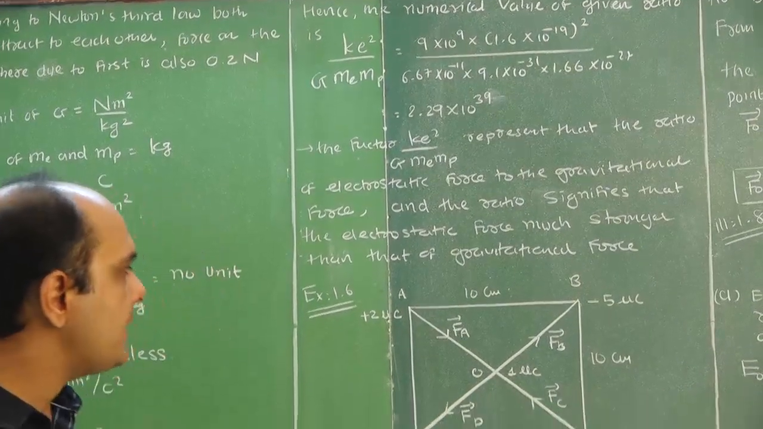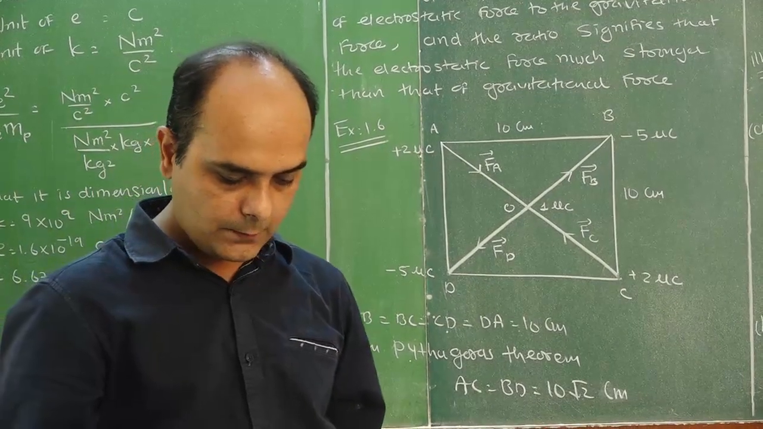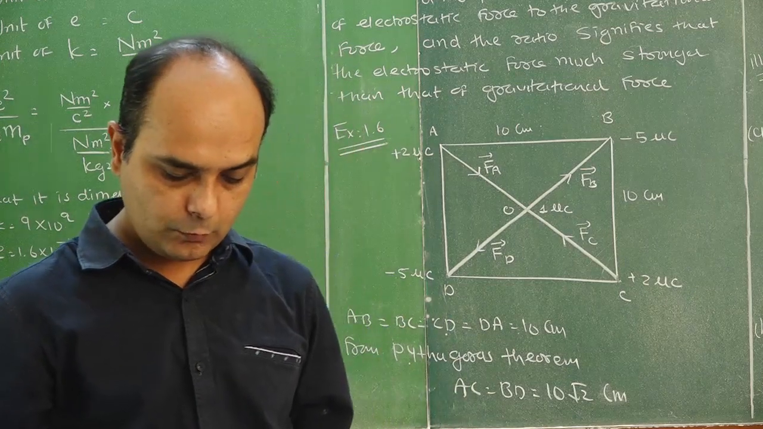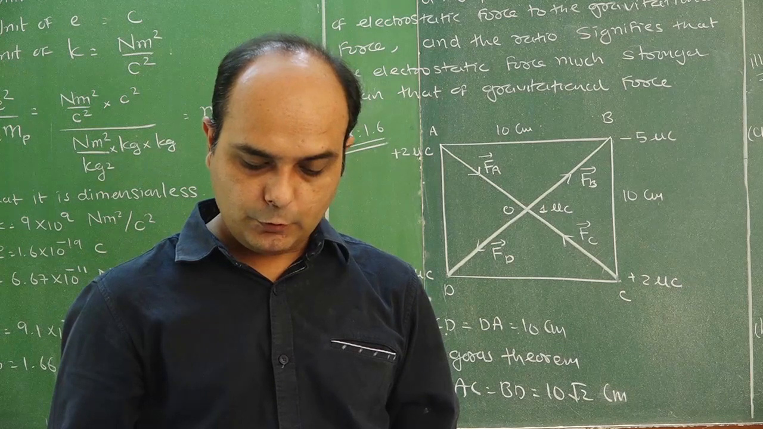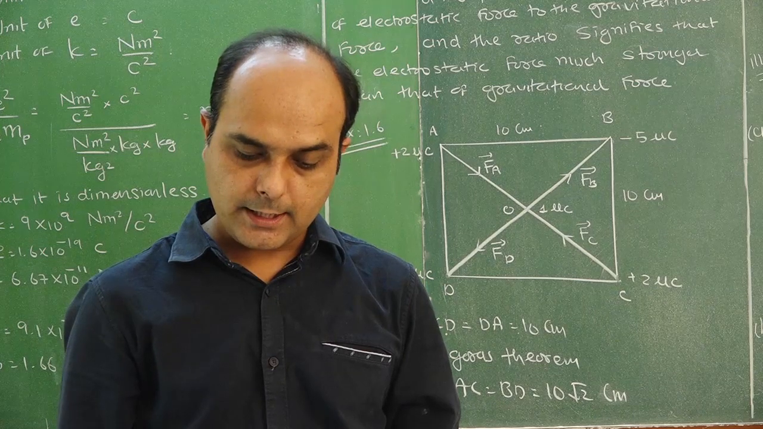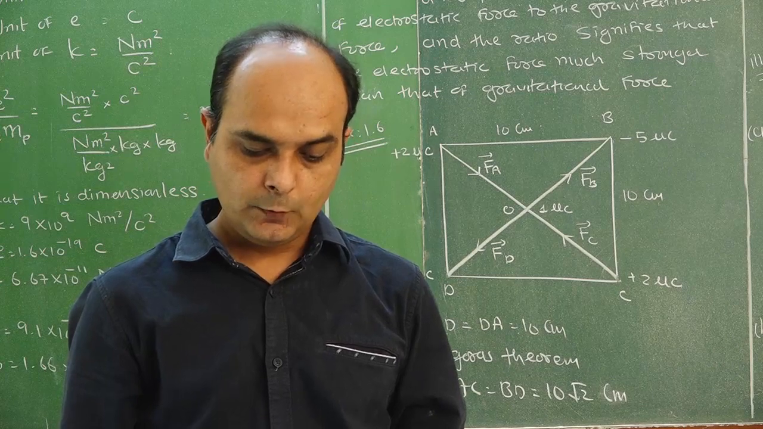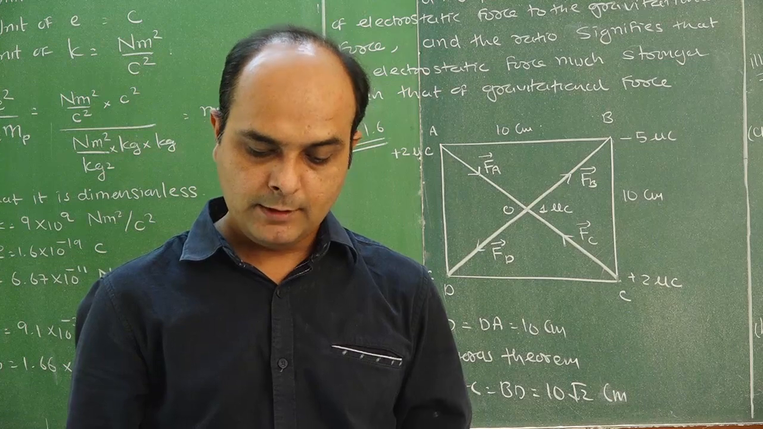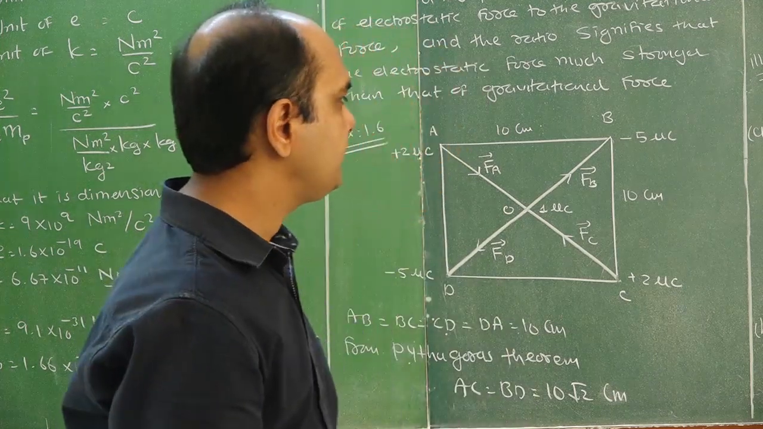Now we are moving to the next example. It is your example number 1.6. The question is like this. Four point charges QA equal to 2 microcoulomb, QB equal to minus 5 microcoulomb, QC equal to 2 microcoulomb, and QD equal to minus 5 microcoulomb are located at the corners of a square ABCD of side 10 cm. What is the force on a charge of 1 microcoulomb placed at the center of the square?